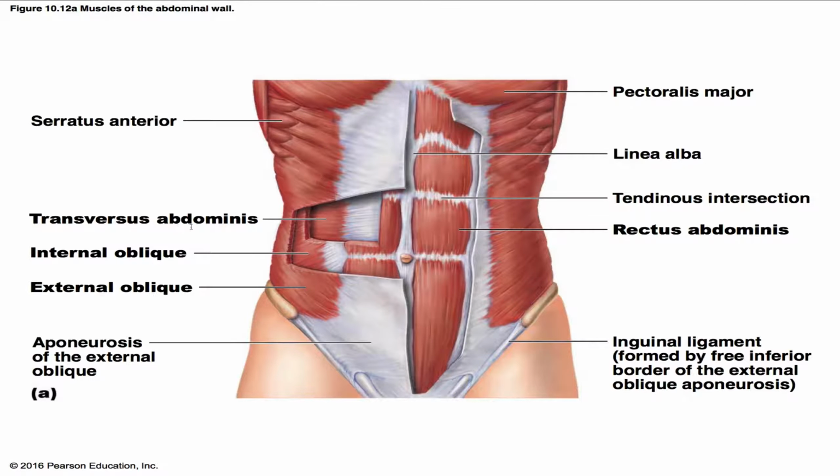Now for the transverse abdominis. This is the deepest and the innermost muscle of the abdominal wall. And as you can see over here, the fibers run horizontally. Now the origin for this muscle is going to be the inguinal ligament, the lumbar fascia, cartilages of the last 6 ribs, and the iliac crest. Its insertion is going to be the linea alba and the pubic crest. Its function is to compress abdominal contents.